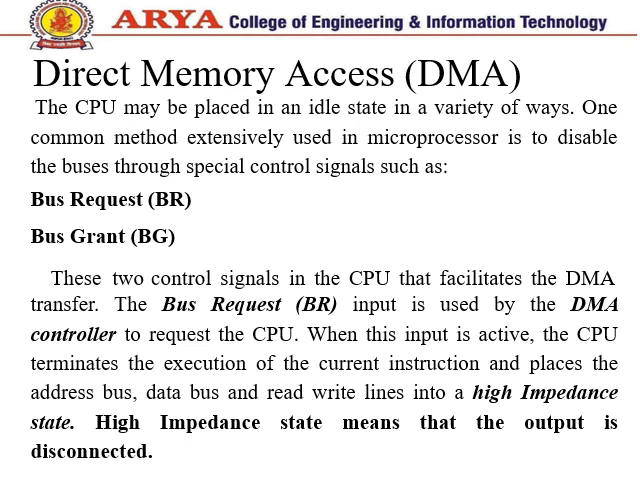These two control signals in the CPU facilitate the DMA transfer. The bus request (BR) input is used by the DMA controller to request the CPU. When this input is active, the CPU terminates the execution of the current instruction and places the address bus, data bus, and read write lines into a high impedance state. The high impedance state means that the output is disconnected.